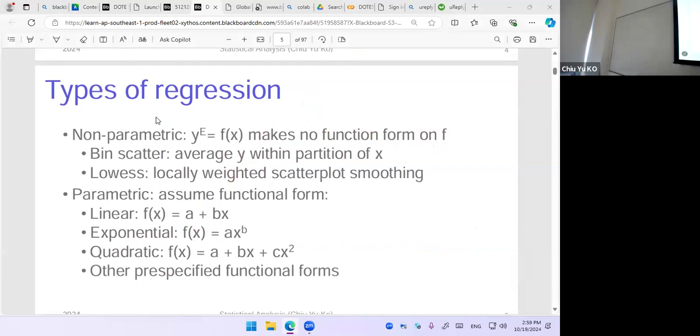Besides this, we'll learn the other two methods, which you usually only learn at the master level or advanced undergraduate level. It's called the non-parametric method. In Chinese, it's called 非参估计, 非参模型. So what it means is, here we do have an explicit parameter to estimate, right?